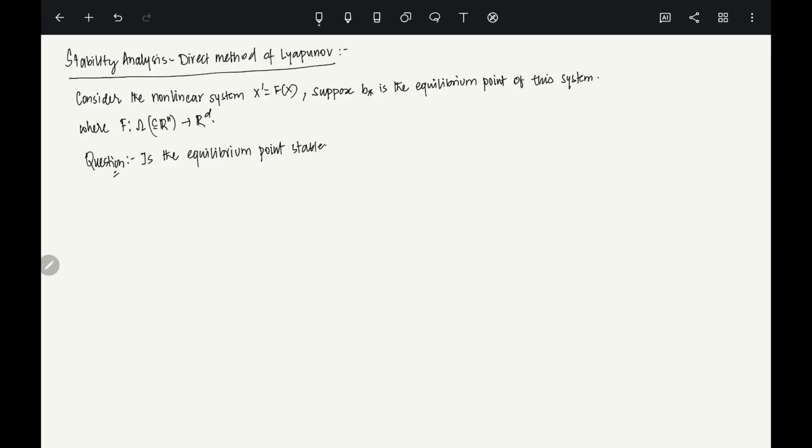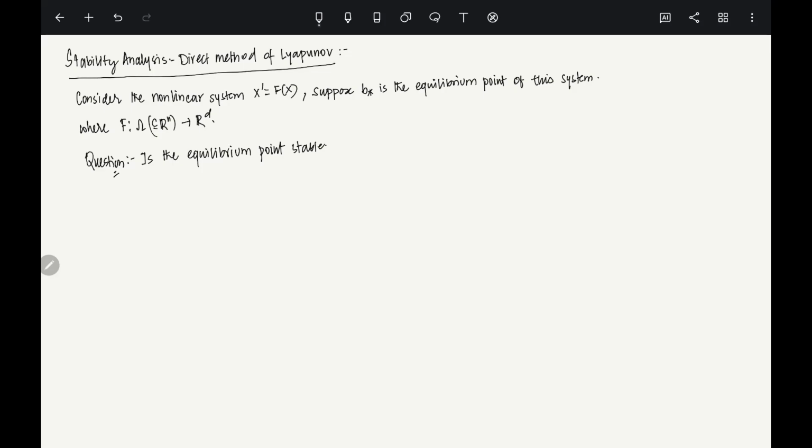When I say equilibrium point, you do realize that if I assume x of t to be b star for all t, the constant vector, then x prime of t is 0 because it is constant, and that is nothing but f at the point b star. So b star actually is a solution of this problem. If b star is an equilibrium point, it turns out to be a solution of the problem also. Essentially the question is whether it's a stable equilibrium or not.